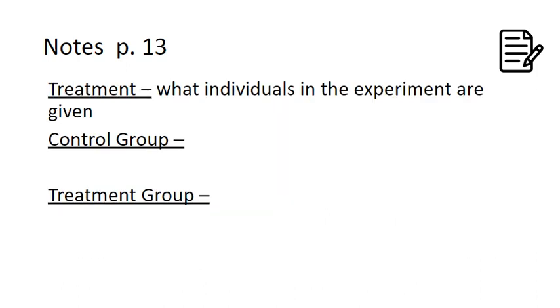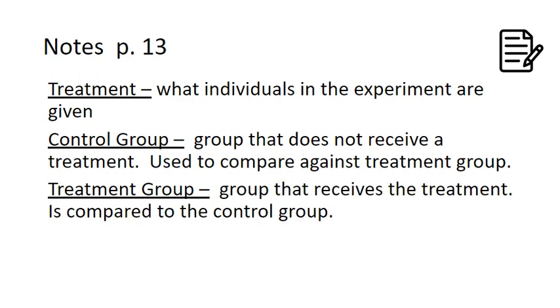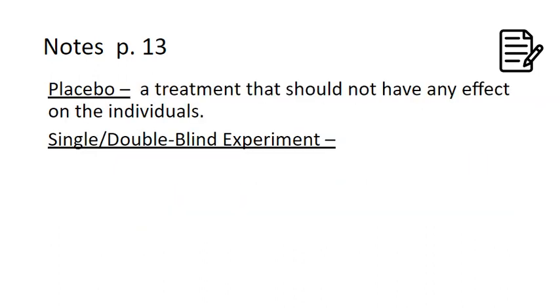Right. A treatment is what individuals in an experiment are given. The control group is a group that does not receive the treatment, and it's used to compare against a treatment group. Now, the treatment group, probably no surprise here, is the group that receives the treatment. And it's the thing that's compared to the control group to see if there's a difference. Now, a placebo is a treatment that should not have any effect on the individual. Sometimes it's useful to give people or subjects something that you don't think is going to have an effect just because it allows you to do fancy things with your experiment. And we'll see different scenarios later on.